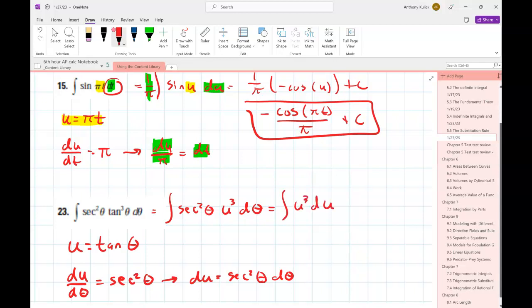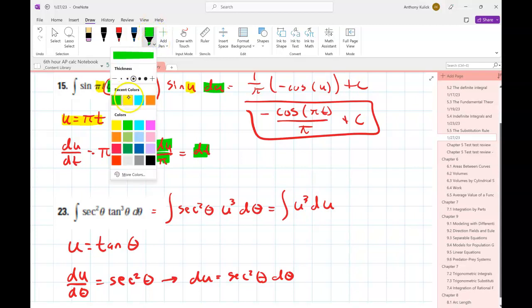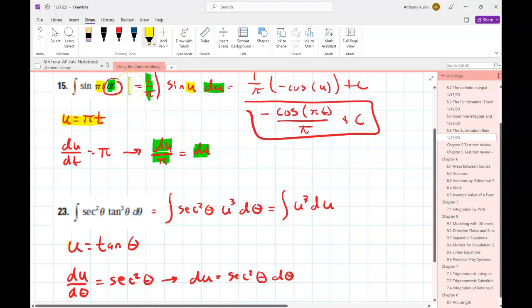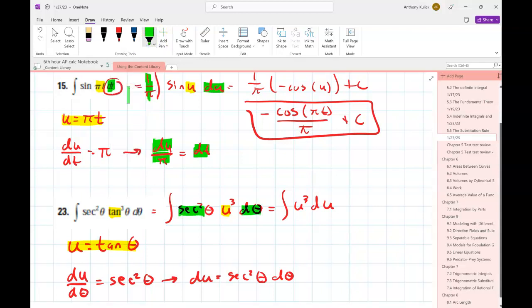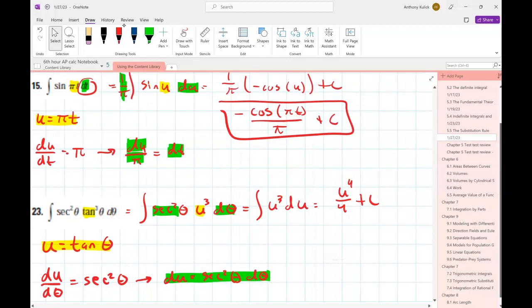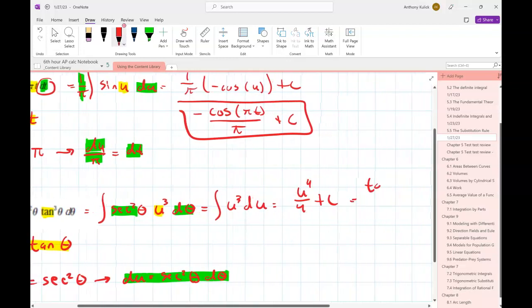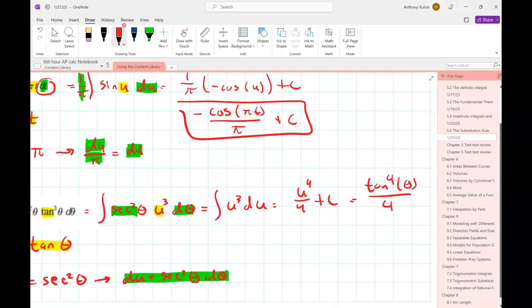Wait. You have secant, so your leftover is secant, so the du would just take over secant. But why is tan still to the third? Well, again, u is just tangent. So I have u to the third, right? And then my leftover secant squared d theta, I was able to turn du into that. So I'm all good. So I just do my antiderivative. I have u to the 4th over 4 plus c. And I just plug my u back in. Tan to the 4th theta over 4 plus c.